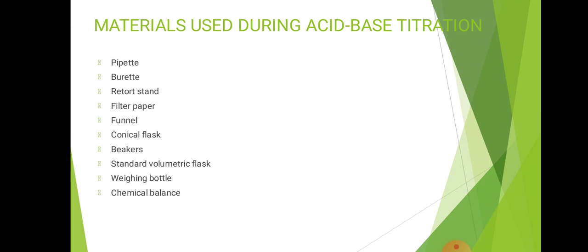Materials used during acid-base titration. They include the pipette, the burette, the retort stand, the filter paper, the funnel, the conical flask, the beaker, the standard volumetric flask, the weighing bottle, the chemical balance. Even in the absence of filter paper, we can also use white tissue. Like I said, when we resume, we'll be carrying out the practical aspects of this lesson.